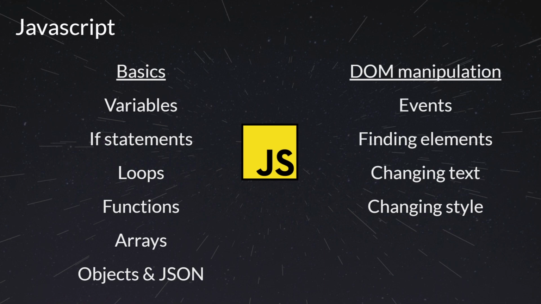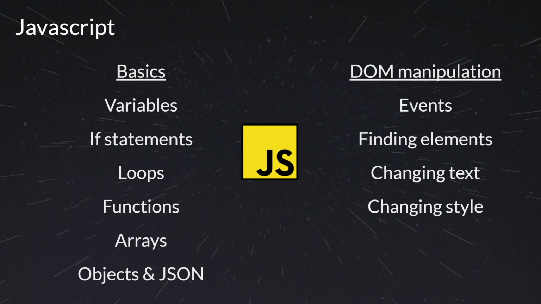Now, it could also be useful to send that data of that customer, that object, somewhere else. And for that, you can use JSON. JSON stands for JavaScript Object Notation, and it allows you to save objects created in JavaScript to a text file or to send it over the internet to, let's say, a server to store it in a database. So those are your basic JavaScript things you want to learn about.